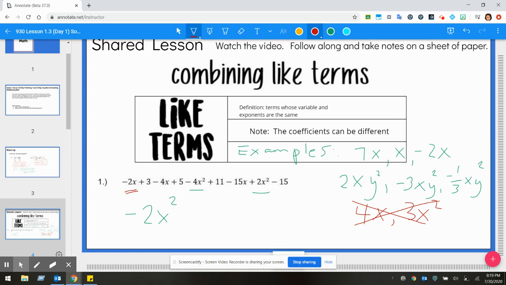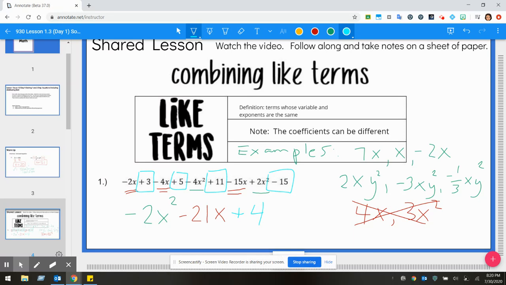Negative 2x, I'm going to go ahead and underline that twice, minus 4x minus 15x. Those are all like terms. That's a total of what? Negative 21x. So I have negative 2x squared minus 21x. Lastly, I have positive 3 plus 5 plus 11 minus 15. Combine all of those, and I am left with positive 4.